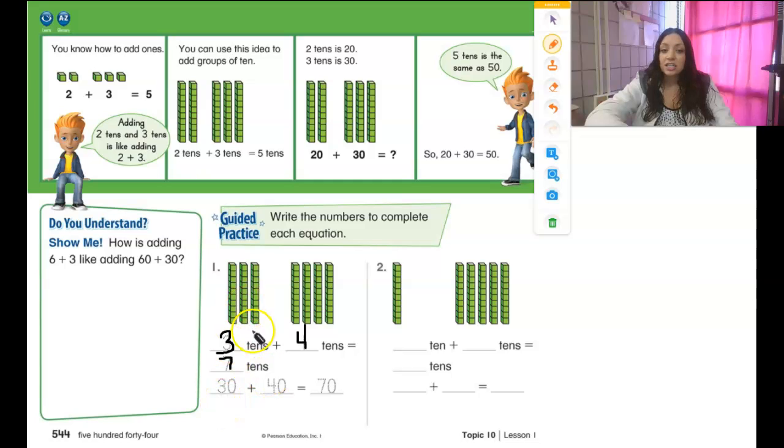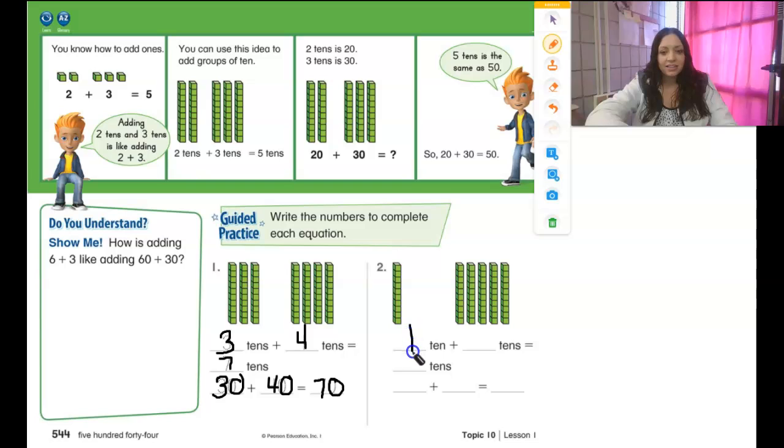Then I can change it into numbers. What do I know about 3 tens? 3 tens is 10, 20, 30. So 30, and then how much is 4 tens? 40, very good. All I have to add is that 0 behind it. And 30 plus 40 equals 7 tens, which would be 70, very good.